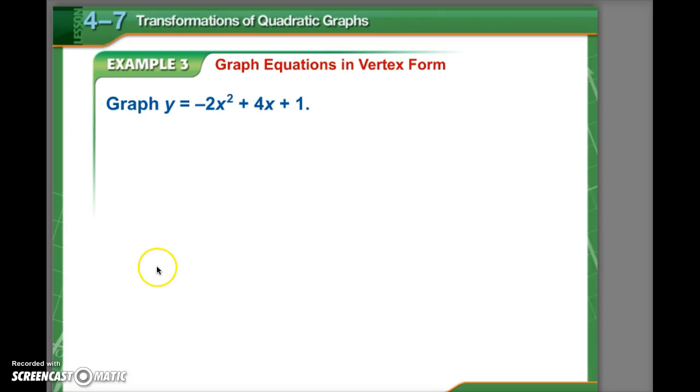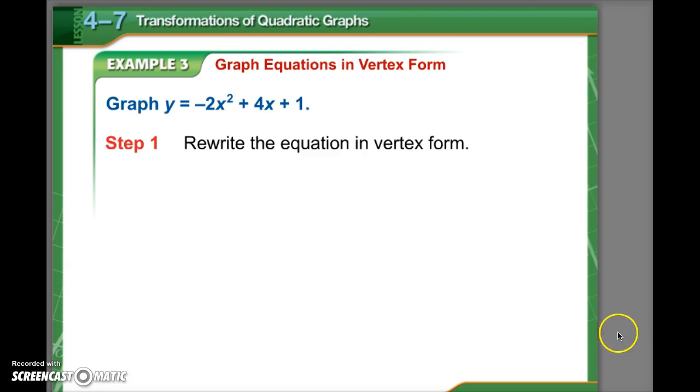Alright, we're picking up with example 3 from Unit 1, Lesson 7 on transformations of quadratic graphs. We need to graph the equation negative 2x squared plus 4x plus 1, and let's see what we're going to do. So first thing we're going to do is rewrite the equation in vertex form.